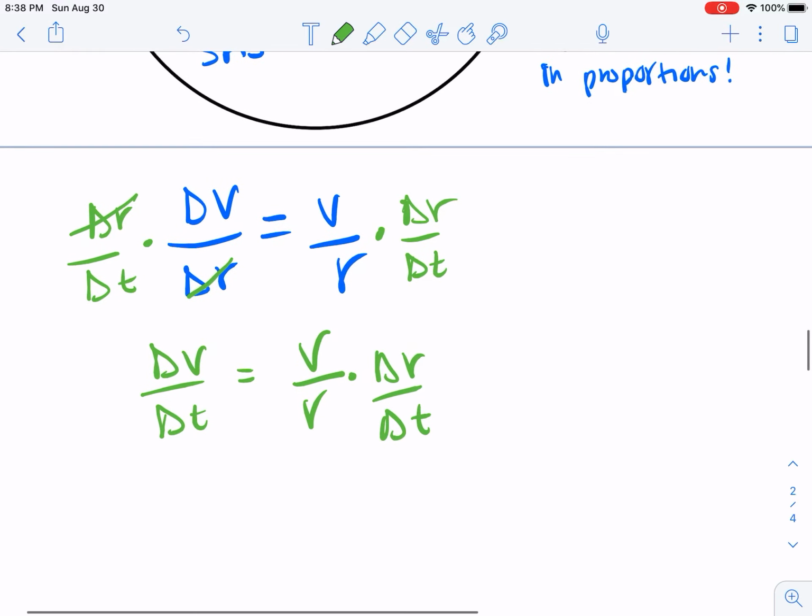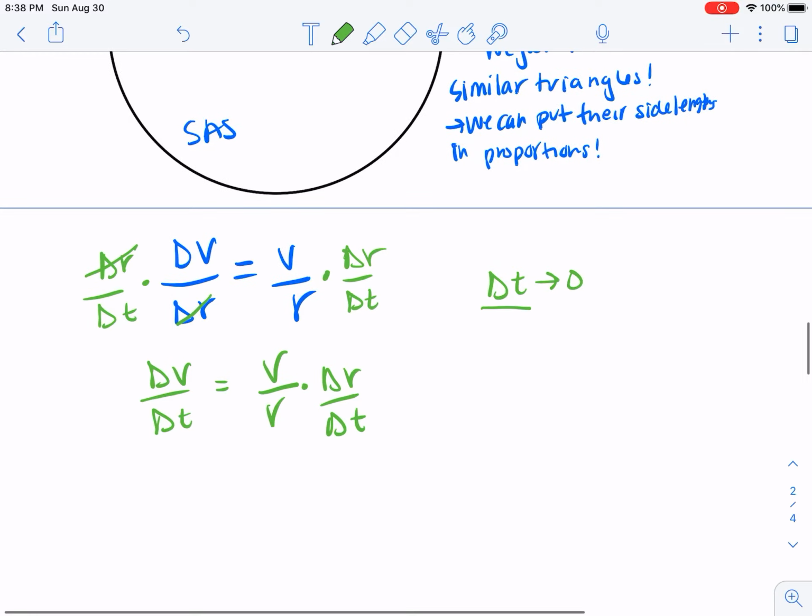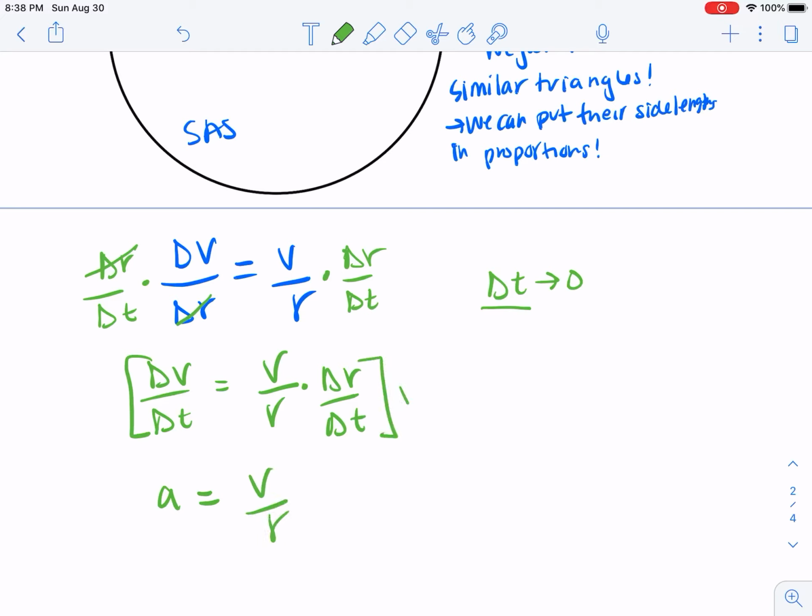But once again, we're going to go back to that idea that delta T needs to be going to 0, because we're always talking about that instantaneous, at that moment while we look at it. Well, as delta T goes to 0, delta V over delta T does become your acceleration. And then delta R over delta T actually becomes your velocity. So that becomes velocity times velocity, which is velocity squared. The only type of acceleration we have here is centripetal. So this is actually our equation for centripetal acceleration.